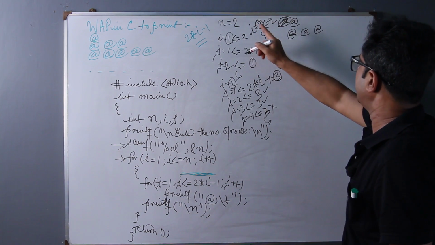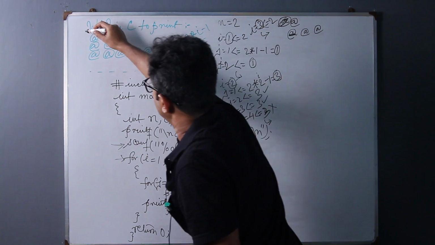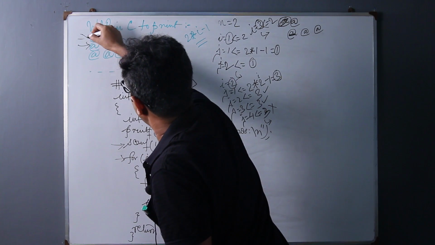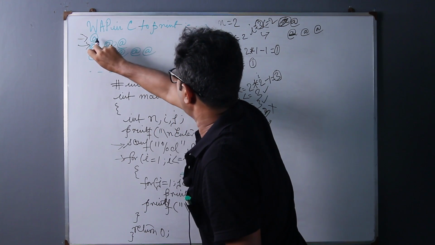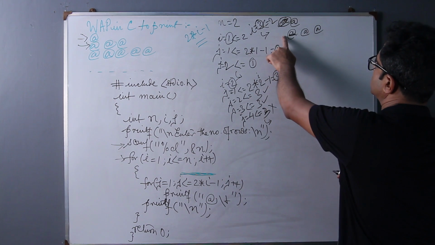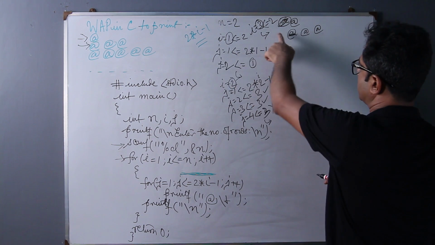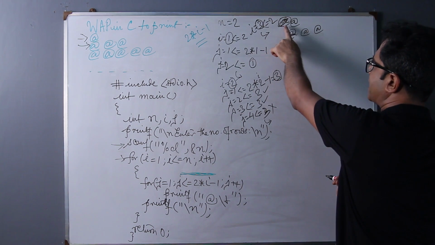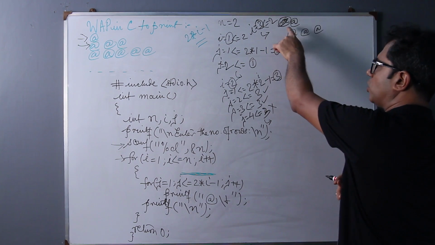So let us see what we have printed. We wanted to print the first 2 lines of this pattern, and these first 2 lines go like this: 1 @ followed by 3 @, and here the output is coming just like the expected pattern. So the program is quite correct and is ready to be run on the computer system.